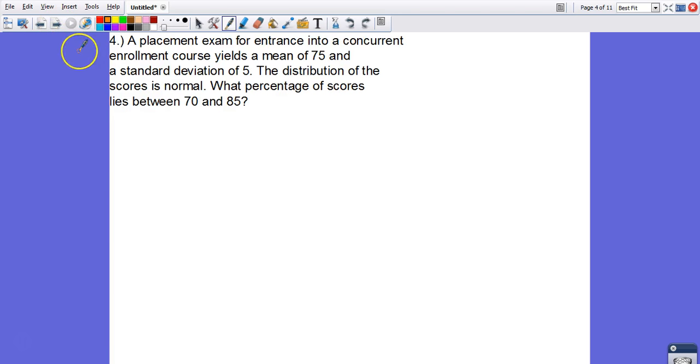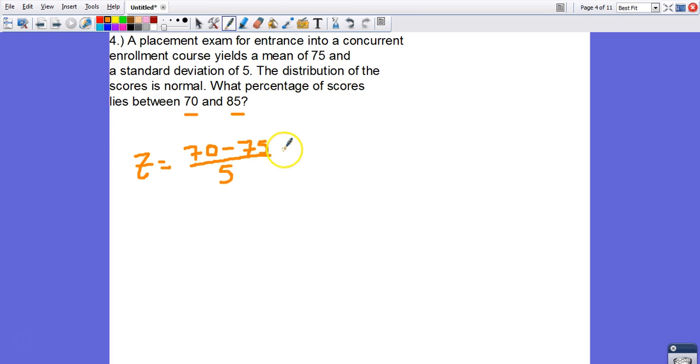And let's see, question number 4. A placement exam for entrance into a concurrent enrollment course yields a mean of 75 and a standard deviation of 5. The distribution of the scores is normal. What percent of scores lie between 70 and 85? So we need to figure out the standard score for both 70 and 85. So we'll just set up our equation. Our standard score equals 70. This is going to be a negative standard score, right? Because the mean is 75 divided by 5.